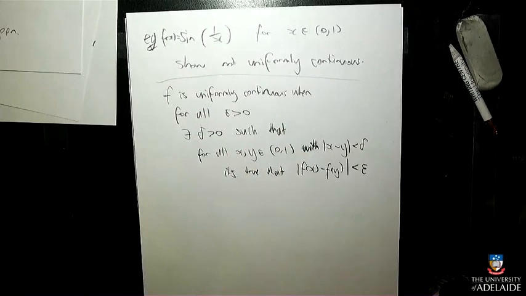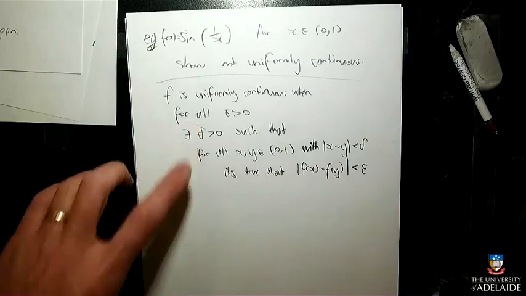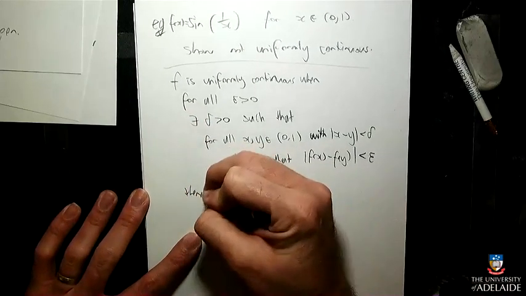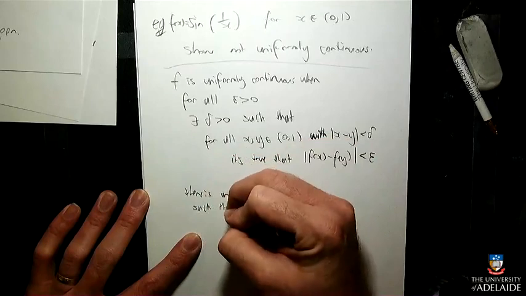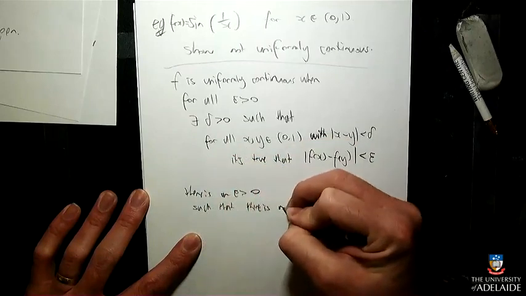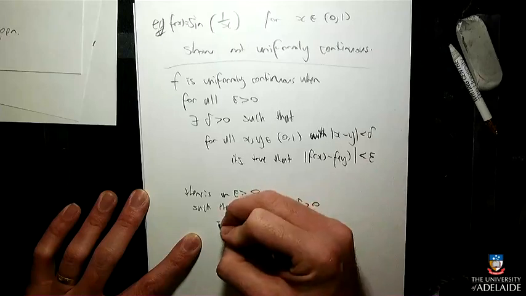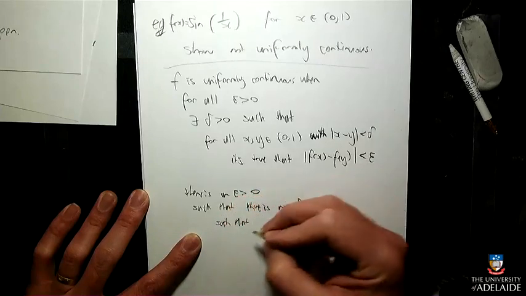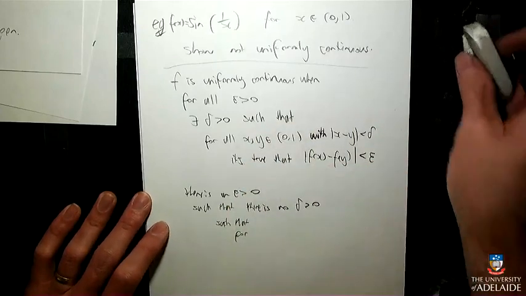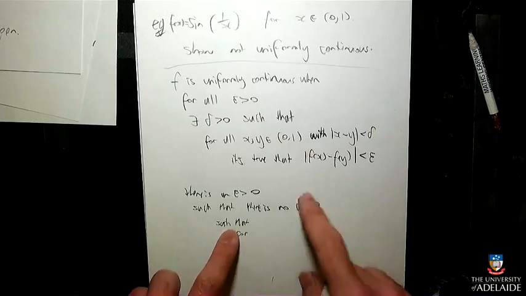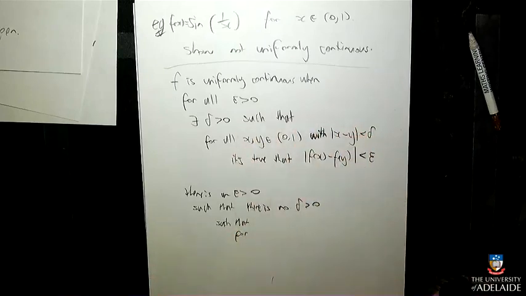But yes, I am going to have to negate that because I want to show it's not uniformly continuous. So let's see. To negate this, we're going to get there is an epsilon greater than 0 such that there is no delta greater than 0 such that for all this, right? To say there's no delta such that this happens would be the same as saying there is an epsilon greater than 0 such that there is a pair of x and y such that that doesn't happen.